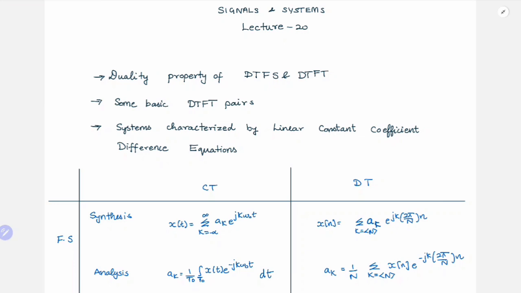In this video, we'll be learning about the duality property of discrete time Fourier series and discrete time Fourier transform, and we'll discuss some basic discrete time Fourier transform pairs, and finally we'll see systems characterized by linear constant coefficient difference equations. So let's get started.